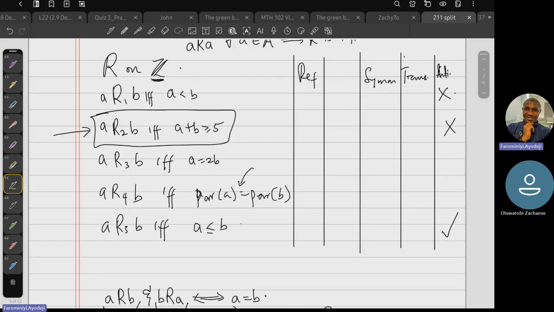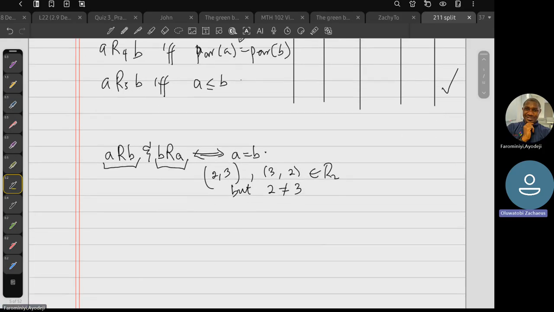What about R4? R4, yes, it is antisymmetric. Actually, we have 2 and 2. 2 and 2 have the same parity. What about 1 and 3? 1 and 3 have the same parity, but they are not equal. But I used 2 and 2. But for 2 and 2, it works.